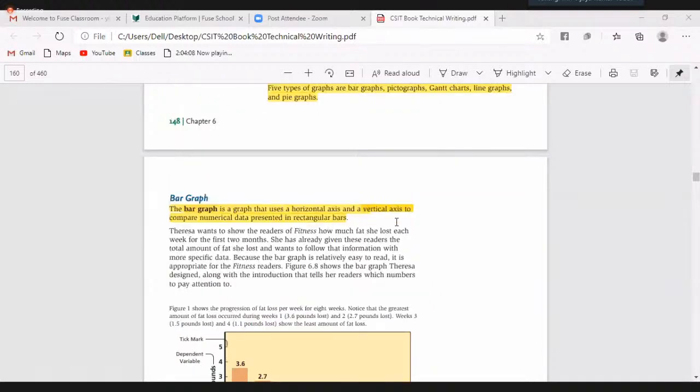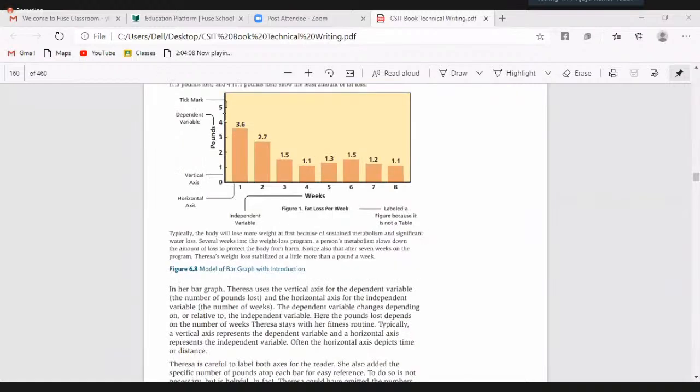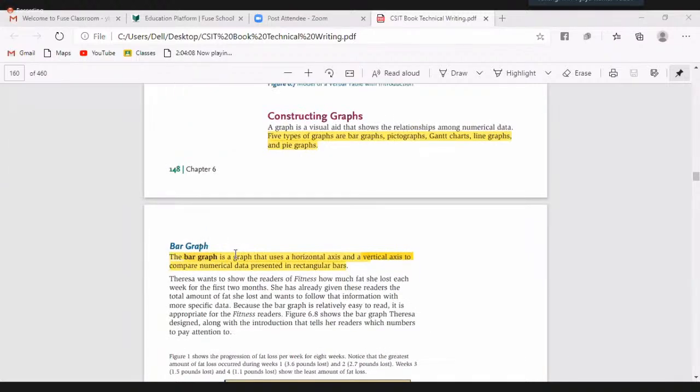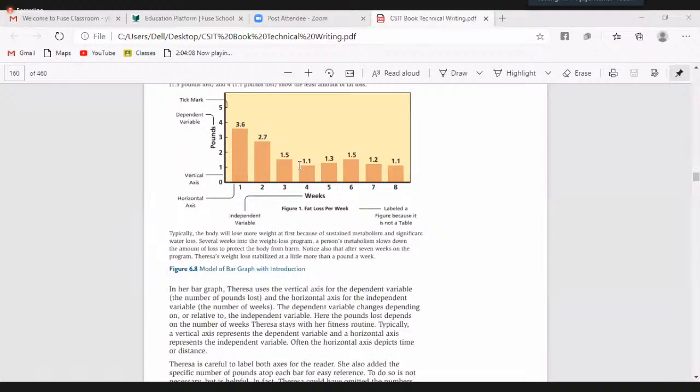The vertical axis is used to compare numerical data presented in rectangular bars, isn't it? Rectangular bars are used here. This is a rectangular bar, isn't it? So this is the way we prepare a bar graph, right? So from this also things are crystal clear.